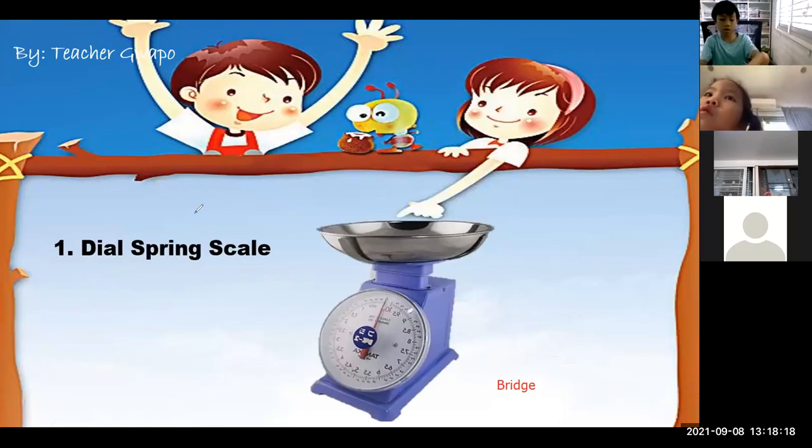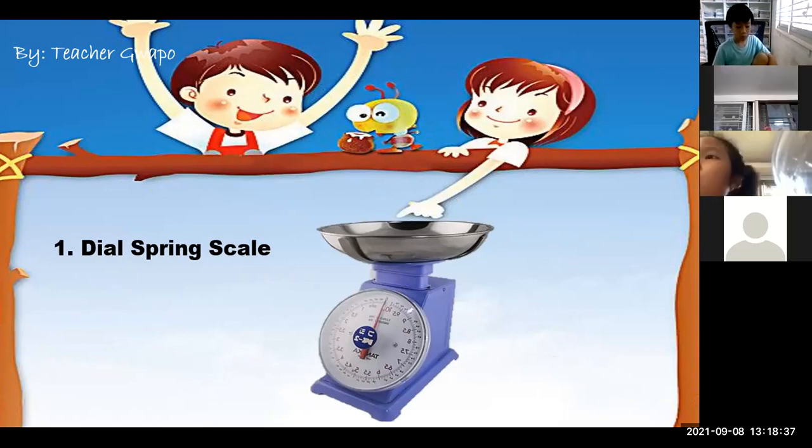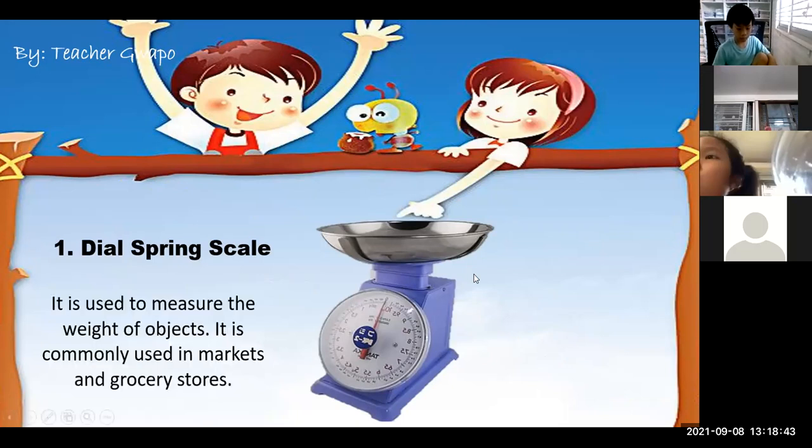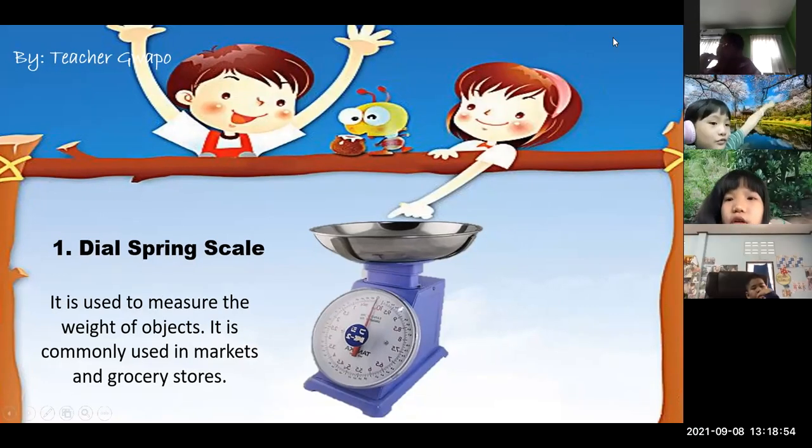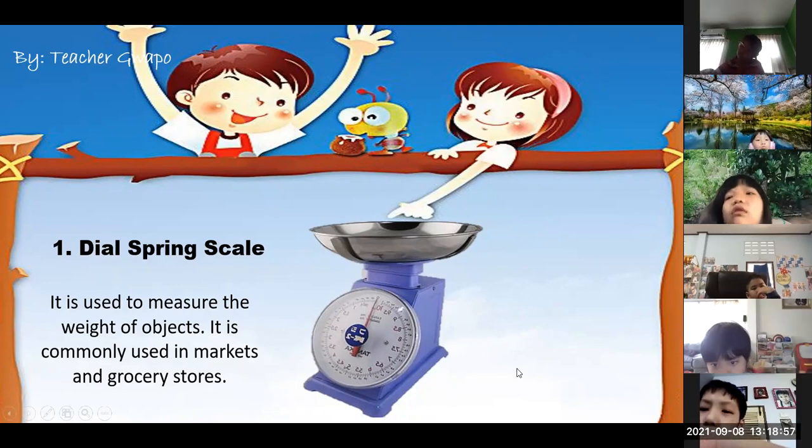So what is dial spring scale? This is how it looks like. What is the use of dial spring scale? Have you seen it? For the fruits? Okay. Now, dial spring scale is used to measure the weight of objects. It is commonly used in markets and grocery stores. So when you go to the market, many people or the vendors are using this kind of weighing scale.